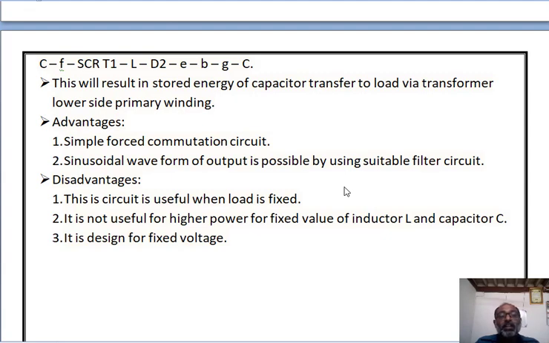What are the disadvantages? First, this circuit is only useful when the load is fixed, and it is not useful for higher power. For the fixed value of inductor and capacitor, it is designed for a particular fixed voltage.